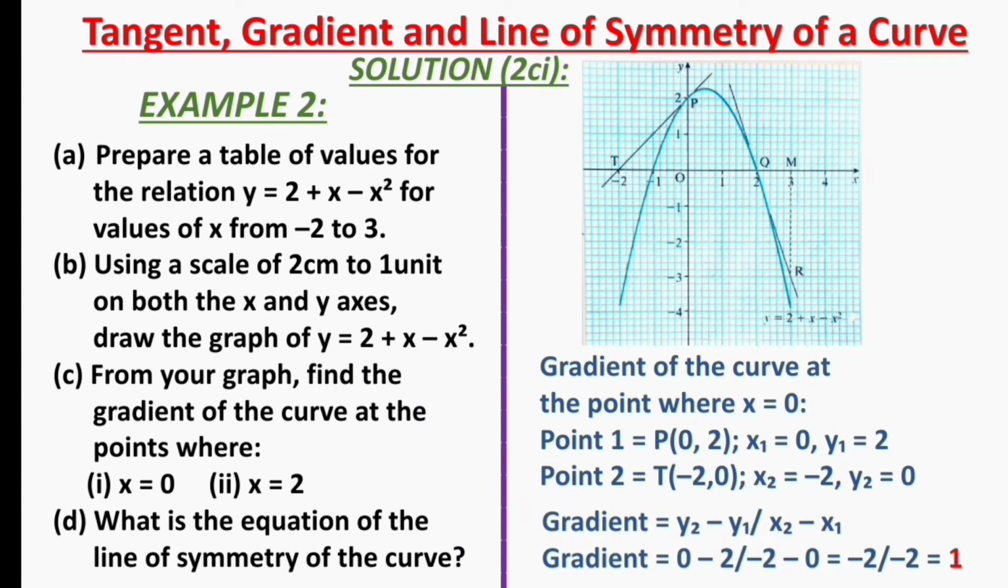Once again, the formula for gradient is y2 minus y1 divided by x2 minus x1. Substitute the values for x1, y1, x2 and y2 into your formula for gradient and calculating, you are going to see that the gradient of the curve at point x is equal to 0, the gradient is 1.